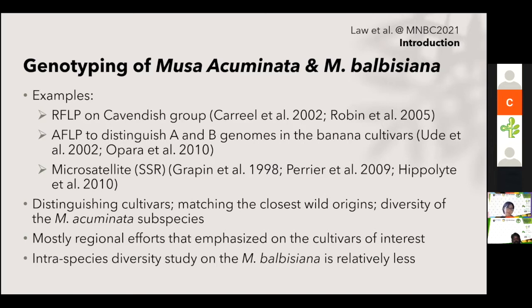These methods were developed mainly to distinguish cultivars, or to match the closest possible wild origins, or to assess the diversity of the acuminata subspecies, or maybe Musa species in general. Most of these are regional efforts, emphasizing the cultivars of interest, which is more localized. We also find that the work on balbisiana is relatively less.